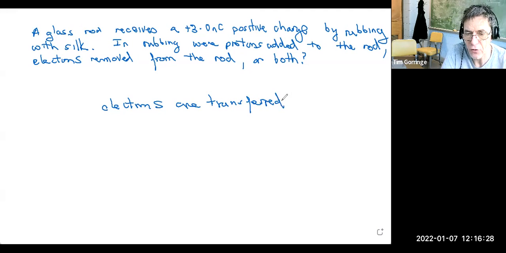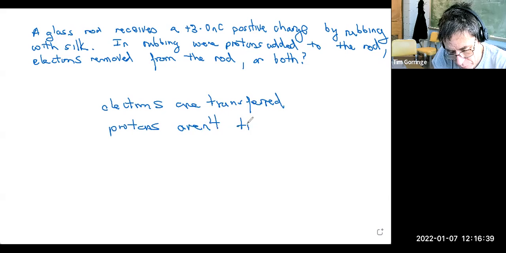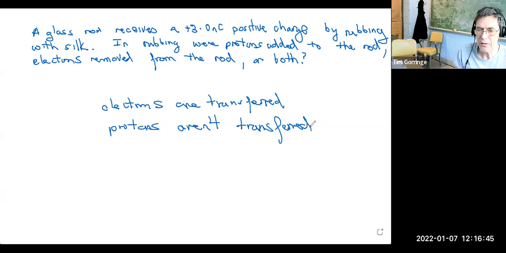Electrons are transferred when you charge by rubbing. Protons aren't transferred when you charge by rubbing. Remember, electrons, tiny light things, you can move them around. Protons, heavy and immobile things, you don't transfer them around.